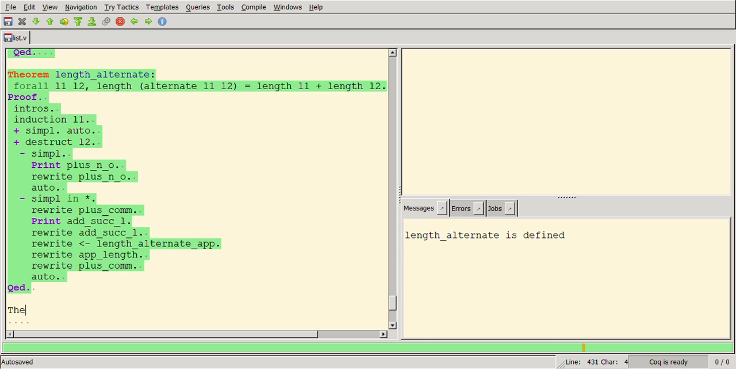Okay, so another theorem: reverse append distributor, for all L1 and L2. Reverse of L1 appended with L2 is equal to reversing L2 plus reversing L1.